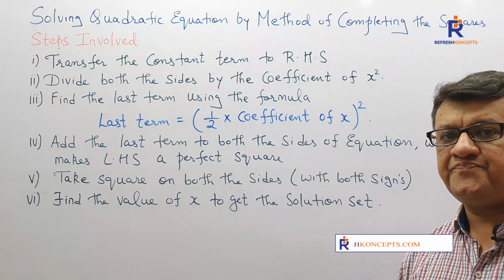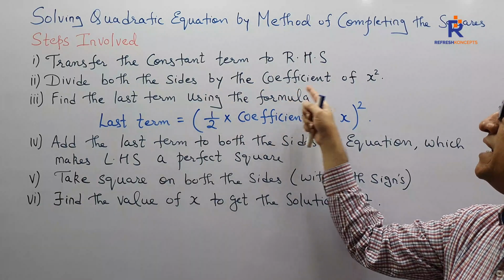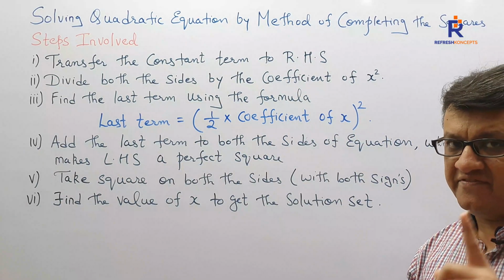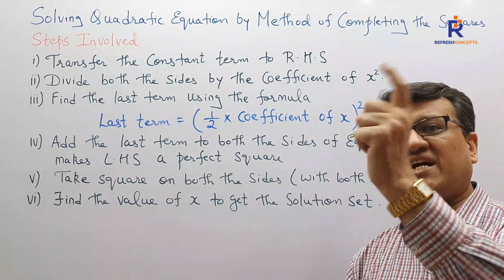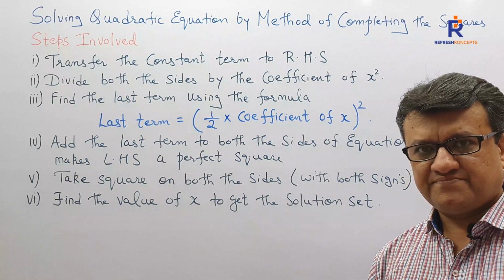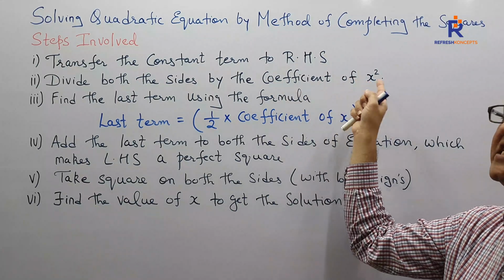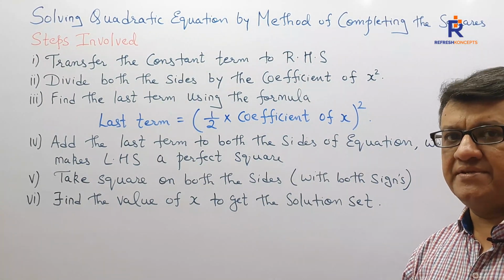Step number 2, divide both the sides by coefficient of x square. Divide on both the sides. Now why will I say on both the sides? Because you have already transferred the constant on the RHS. Right? So divide both the sides by coefficient of x square. Step number 2.